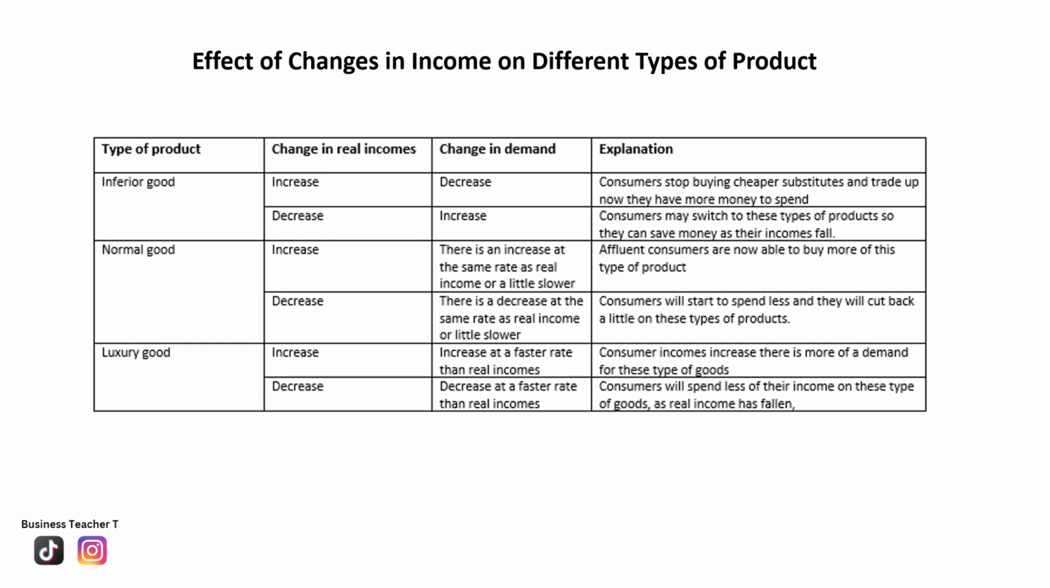When there's an increase in real incomes and it comes to luxury goods, then the change in demand is that there's also an increase at a faster rate. Consumer incomes increase and there is more of a demand for these types of goods. Now, when there's a decrease in real incomes, there's going to be a change in demand for the luxury goods as it decreases at a faster rate than real incomes, and consumers will spend less of their income on these types of goods as real income has fallen.